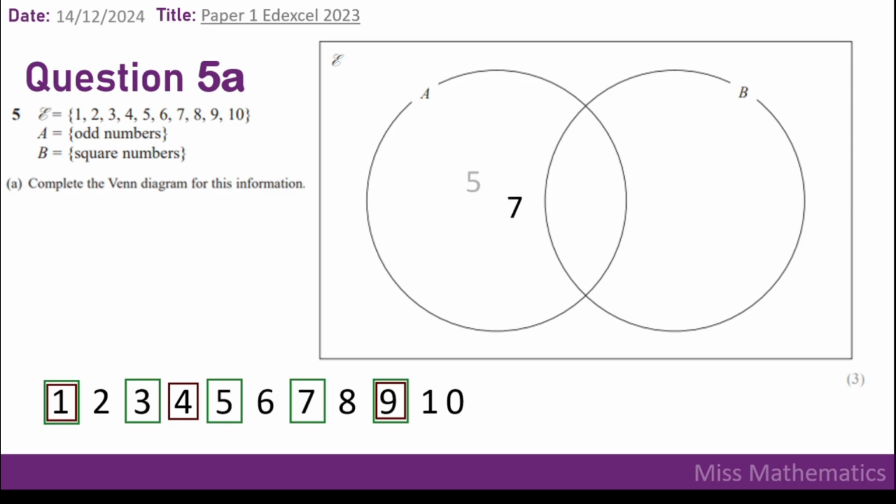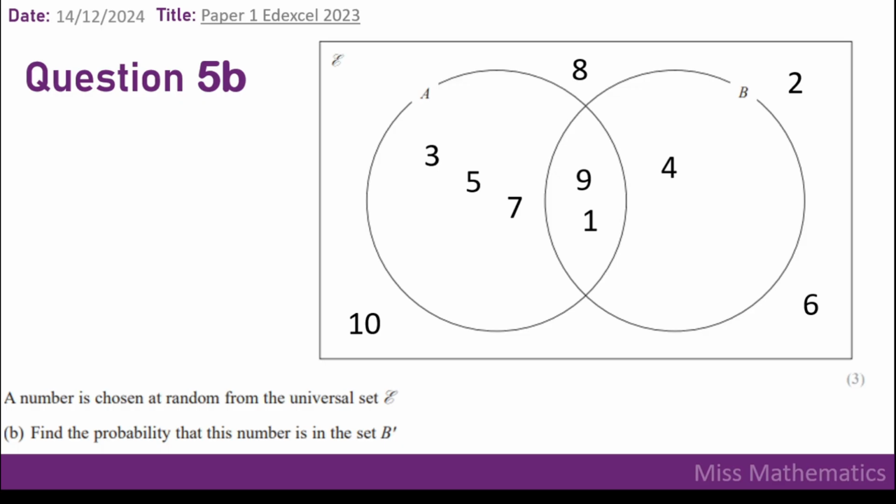So let's start by putting the odd numbers in A, because that's where the odd numbers have to go, it says in the question. However, 1 and 9 are not put in only the A section, because they are in A and B. So we put those ones in the middle. Then the square numbers that are not odd, we put them in the B section. And don't forget, we have to put all the other numbers in. We can't leave them out of the diagram. They're just outside the A and B sections because they're not part of any of the groups.